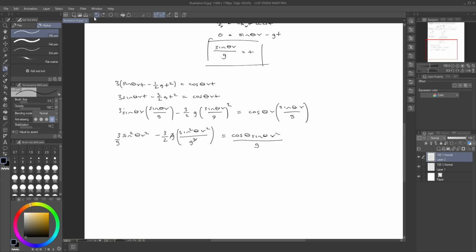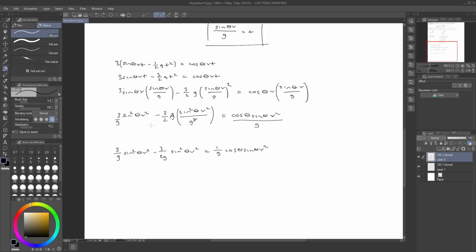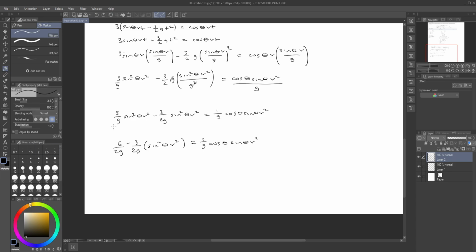My voice is dying a bit, but I just brought the rest of our g terms to the outside here. In this step, we combine like terms, because sine squared theta v squared and sine squared theta v squared are common in our first and second term. Now this gives us this. I used basic fraction rules to combine these two fractions, and that gives this after all is said and done.